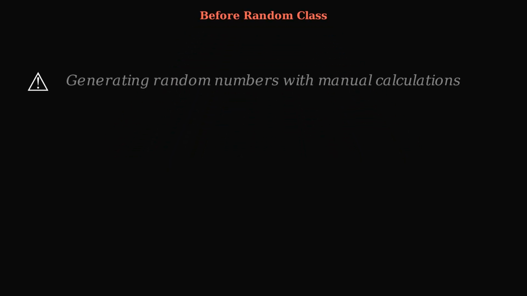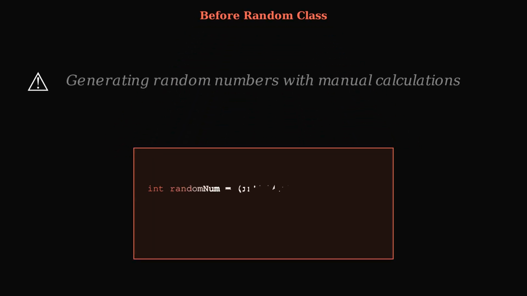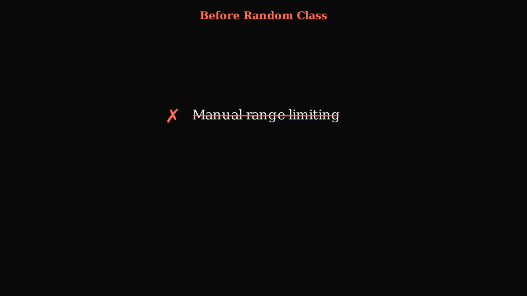So, what happens without random class? Generating random numbers with manual calculations? Look at how messy the code gets. Manual range limiting? No seed control. Inconsistent distribution. There has to be a better way.